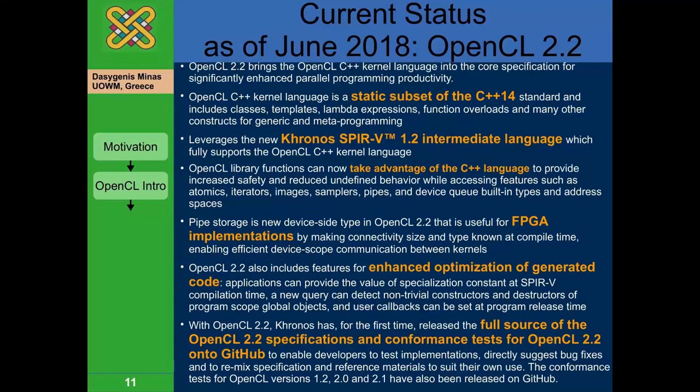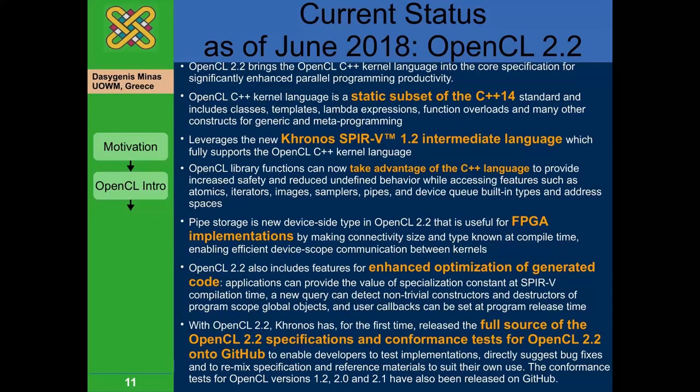Also, a new intermediate language has been produced called SPIR-V. SPIR-V is an intermediate language, which means someone can compile and give these files, binary files perhaps, and he does not have to release the source code. For example, some commercial features could be given as binaries in this intermediate language. OpenCL also takes advantage of the C++ language for safety, iterators, samples, pipes, and so on. And it's also important that we have better support for FPGA. Some new features enable tools of Intel and Xilinx to produce better code on FPGAs.